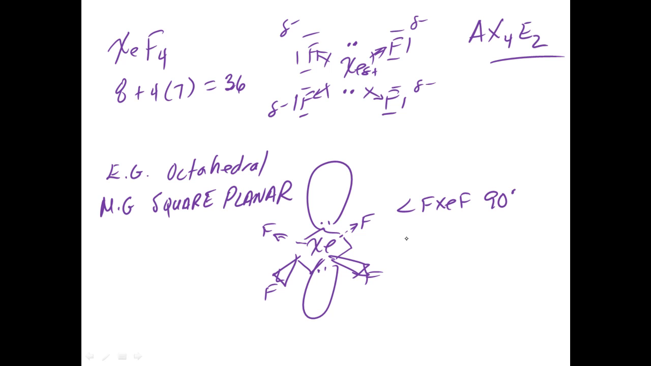Alright, and this substance is nonpolar. There's no resultant dipole moment because these two cancel each other out, and these two cancel each other out. Alright. So this concludes the different geometries. I guess we could do a summary here.